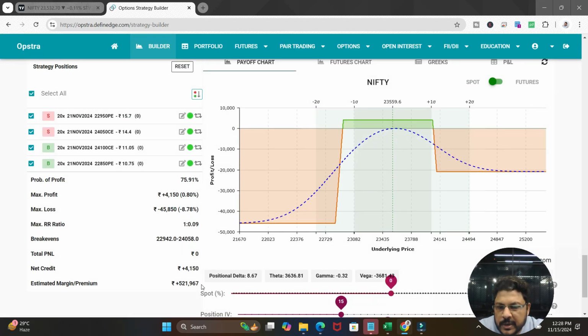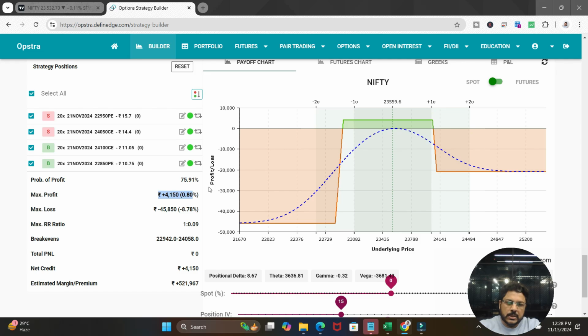Okay, so you need 5,21,000. Your return is about 0.80. So the more you hedge, the profit will come down, which is also good. You can safeguard your capital and do this on a day-to-day basis or week-to-week basis.